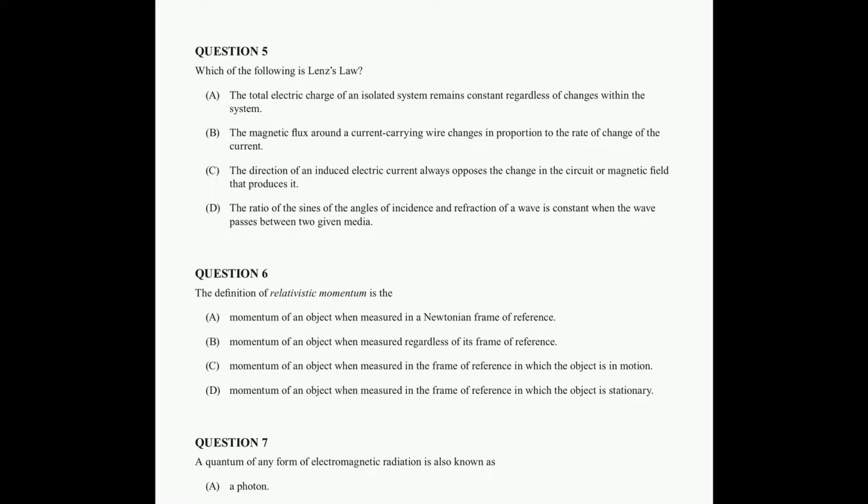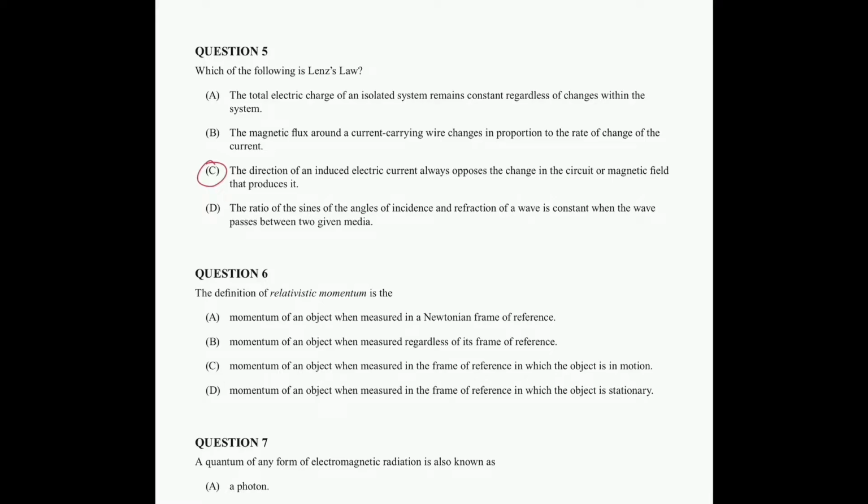It more or less starts heading towards the magnetic flux and starting to think about Faraday's law. C, the direction of an induced electric current always opposes the change in the circuit or magnetic field that it produces. Now, to me, that is nearly Lenz's law to a T. So I'm already not even going to worry about reading D and put C as my answer.